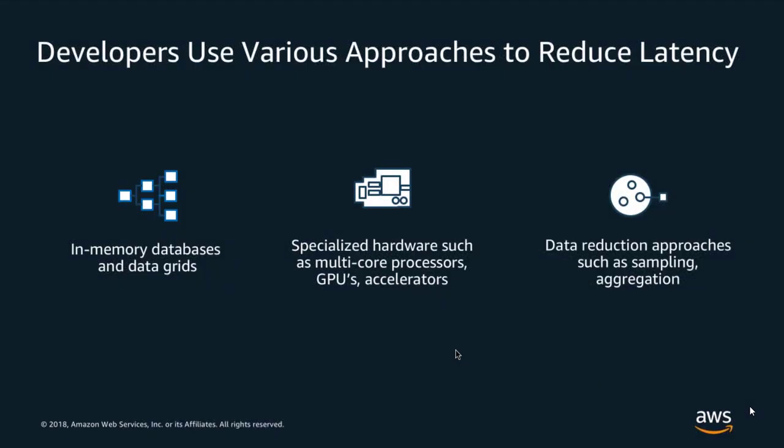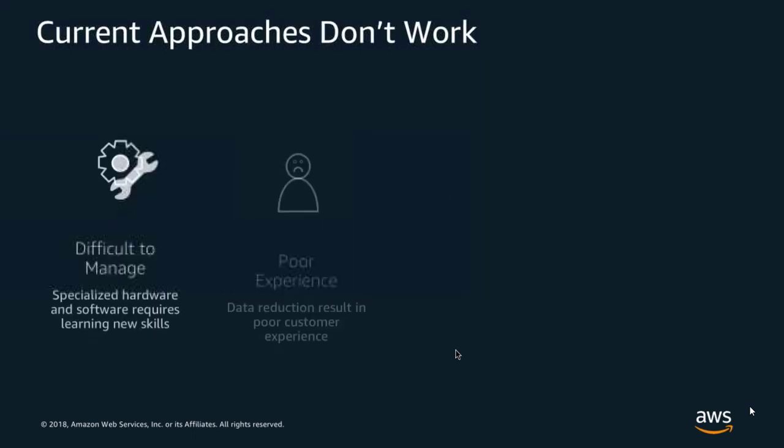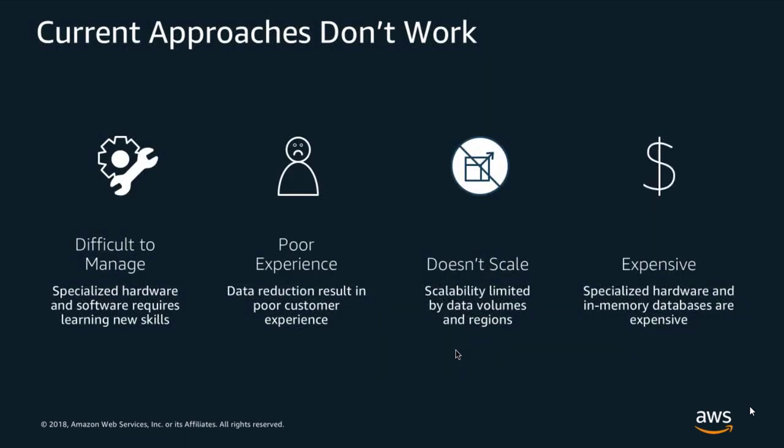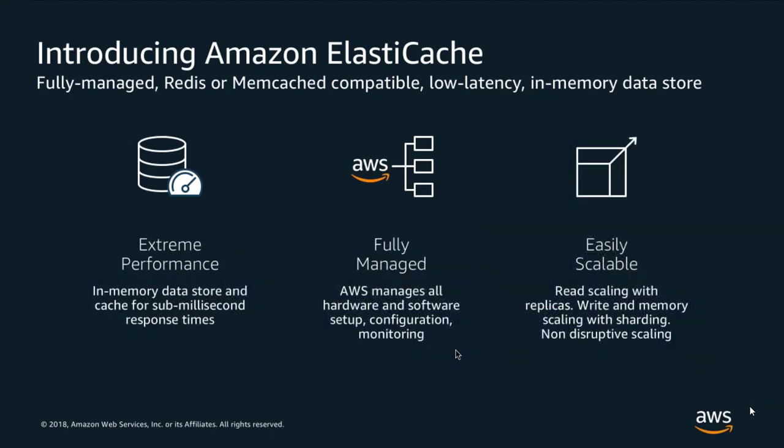Over the years, developers have used various approaches to reduce latency and improve concurrency, such as in-memory databases and grids, specialized hardware, or other data reduction approaches such as sampling, aggregation, etc. But these don't work very well, and they're difficult to manage, resulting in poor experience, issues with scaling, and often adding up in cost. This is where Amazon ElastiCache comes in, where it offers both Redis and Memcached, the two most popular key-value stores, offering super low latency and in-memory performance, which is extreme performance, and offers a fully managed experience that allows you to deploy, operate, and scale these services.